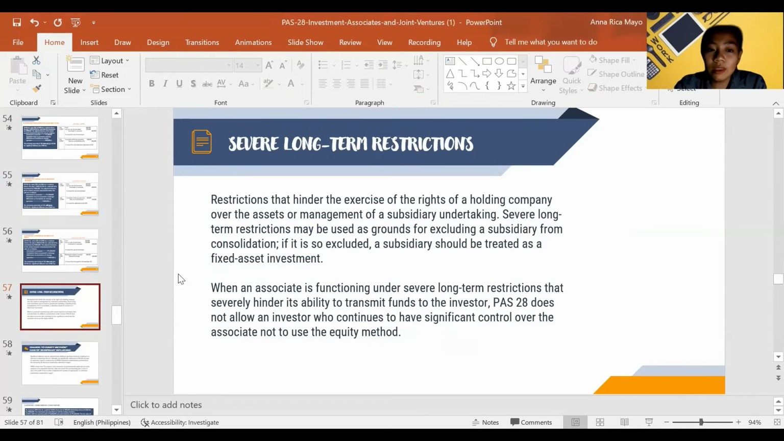Ano nga ba ito? Ito yung mga restrictions that hinder the exercise of the rights of a holding company over the assets or management of a subsidiary undertaking. Severe long-term restrictions may be used as grounds for excluding a subsidiary from consolidation. If it is so excluded, a subsidiary should be treated as fixed asset investment. When an associate is functioning under severe long-term restrictions that severely hinder its ability to transmit funds to the investor, Clause 28 does not allow an investor who continues to have significant control over the associate not to use the equity method.